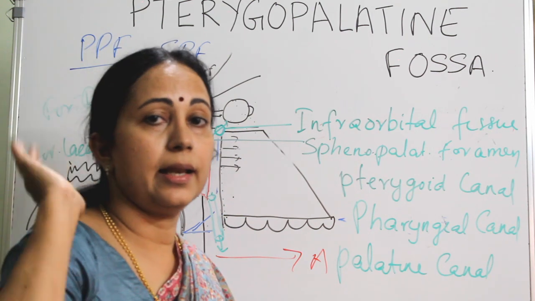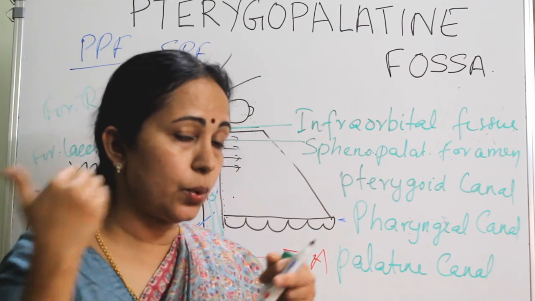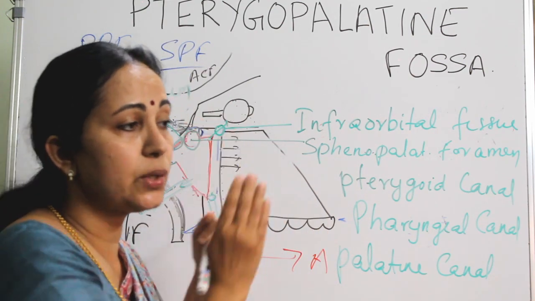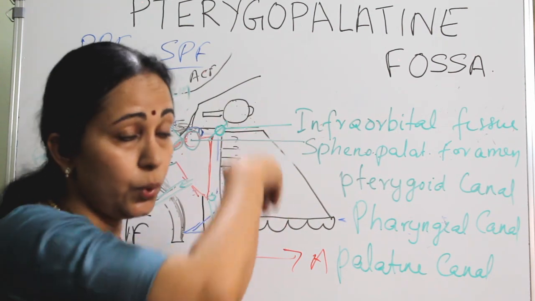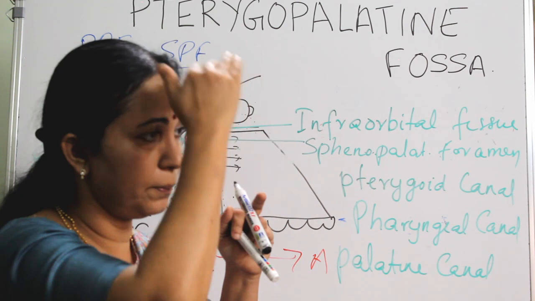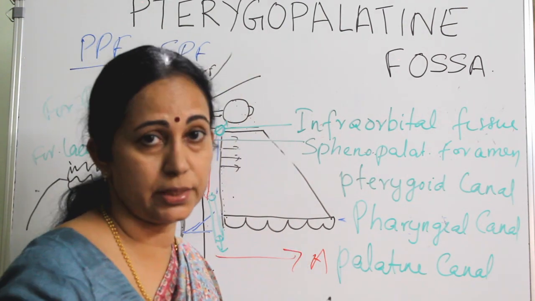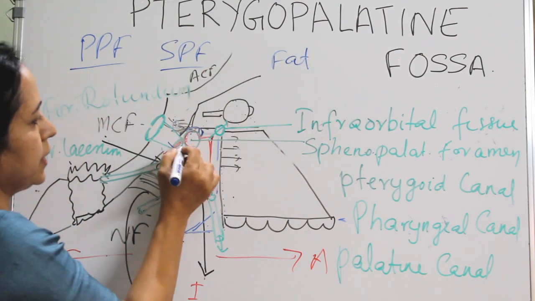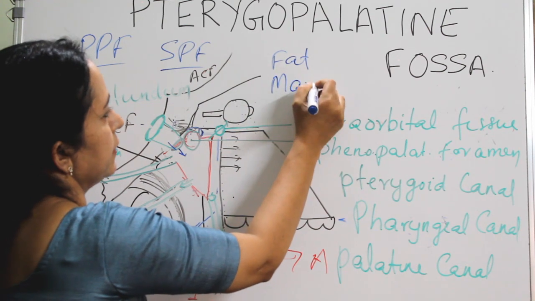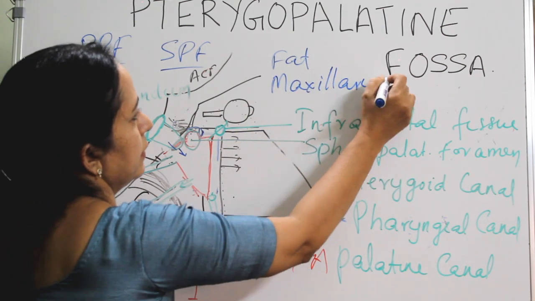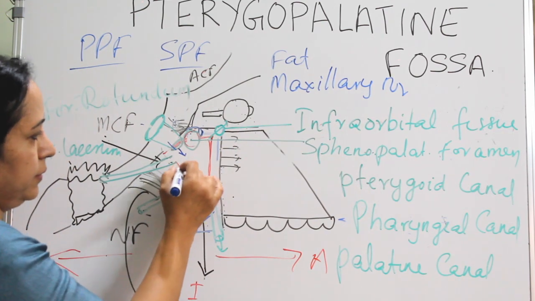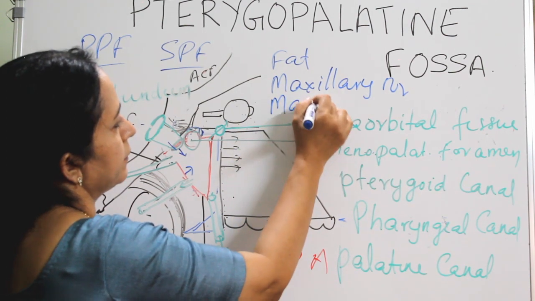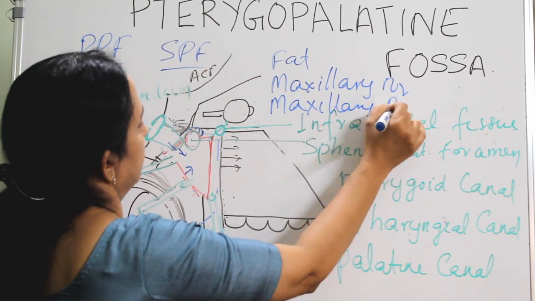Laterally I go through the pterygomaxillary fissure into the infratemporal fossa, and medially through the sphenopalatine foramen I can go into the nose. So these are the boundaries and also the communications. Mainly it is filled with fat, and through this comes the maxillary nerve, the maxillary division of trigeminal, and also the third part, or the terminal branches, of the maxillary artery.